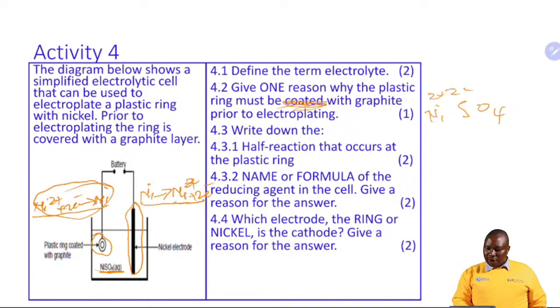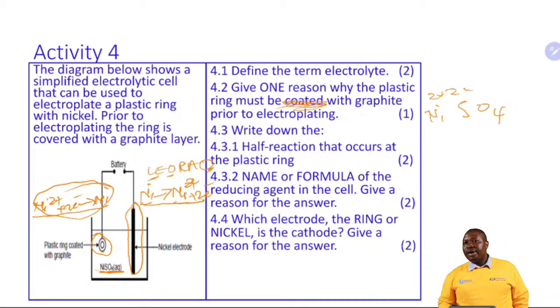Remember, we said loss of electrons is oxidation. That's when we get our reducing agent, which is oxidized. So you will be able to know that it is nickel. Why are you saying it's a reducing agent? Because it's a substance that undergoes oxidation. It's the substance that is oxidized. It's the substance that loses electrons. So you are able to do that. And then they're asking which electrode, the ring or nickel, is the cathode. You know that always where we have the object is the cathode. So the cathode is the object. Don't forget that. I think I've emphasized that a lot. So you are able to collect all these marks.